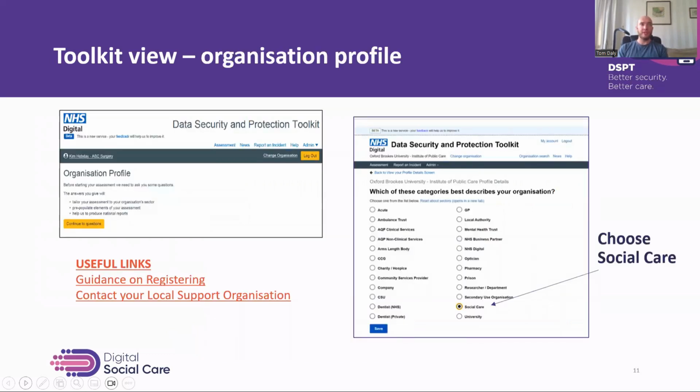So again, your organisational profile. You're putting yourself down as a social care organisation. This is really important because there's actually 4 different categories of DSPT, and they will have different questions depending on the sector that's represented by that category. So if you select another one, for instance, you might find different or many more questions that are mandatory. So this is important.